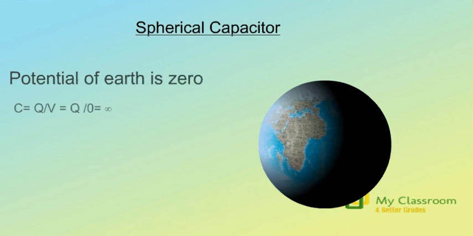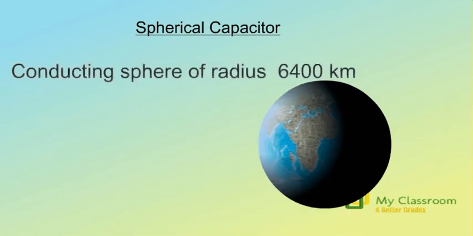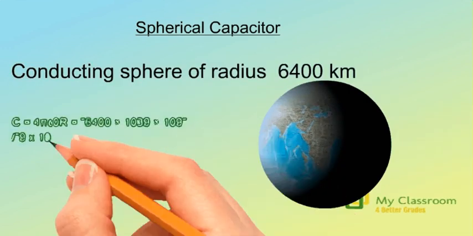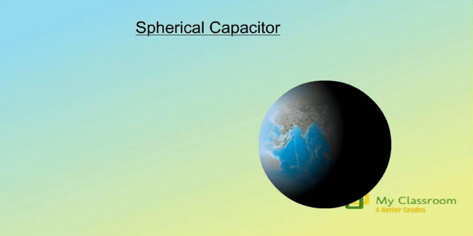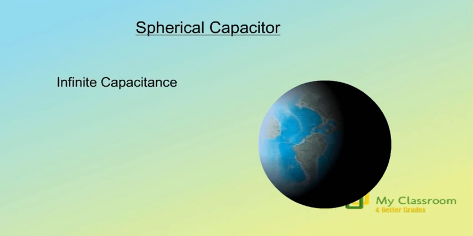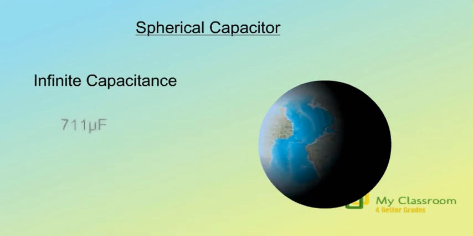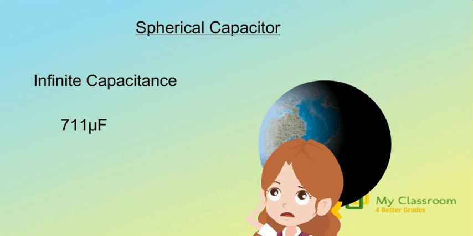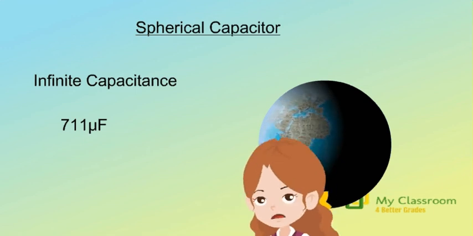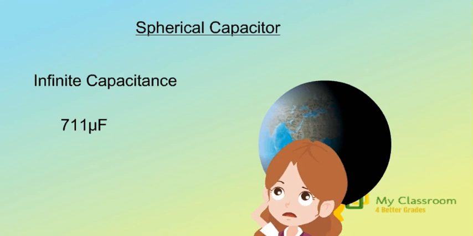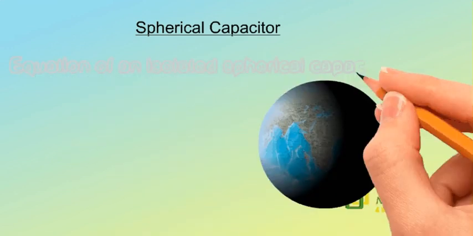And Earth's capacitance can be considered to be 711 microfarad if we consider Earth as a conducting sphere of radius 6400 km. That means Earth has two values for capacitance. Either it is infinite capacitance or it's 711 microfarad. This also means that 711 microfarad is almost equivalent to infinity. Hence, farad is a very large unit.